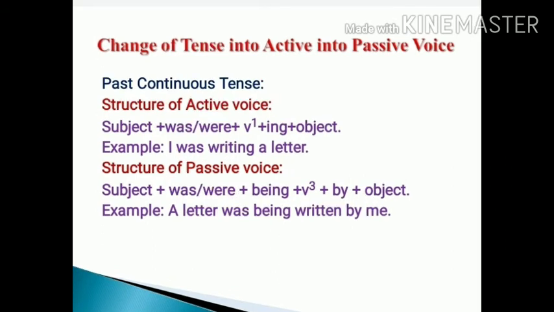Now the rules of past continuous tense. The structure of active past continuous tense is subject plus was, were plus first form of verb plus ing plus object. For example, I was writing a letter. And when we change this active voice into passive voice, the structure will be subject plus was, were plus being plus third form of verb plus by plus object. So the passive voice of this sentence is a letter was being written by me.